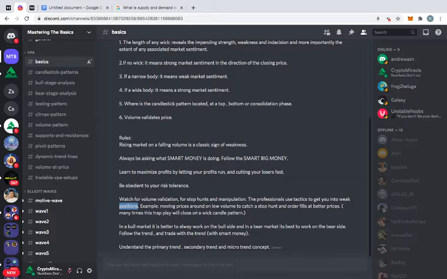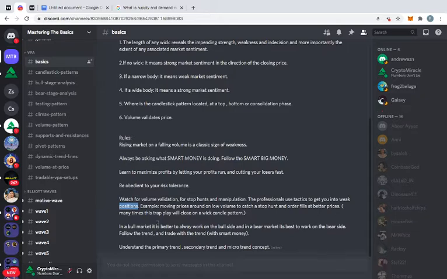So for example, moving prices around on low volume to catch stop hunts and order fills at better prices. This is classic order manipulation. I've also seen order book manipulation where they'll cancel their orders and then cause a huge run up on low volume, right? Catch your stops and then push the market down and then reverse it. That's what a wick looks like, right? On low volume. And then they just basically start selling their bags and then getting a next stop hunt.